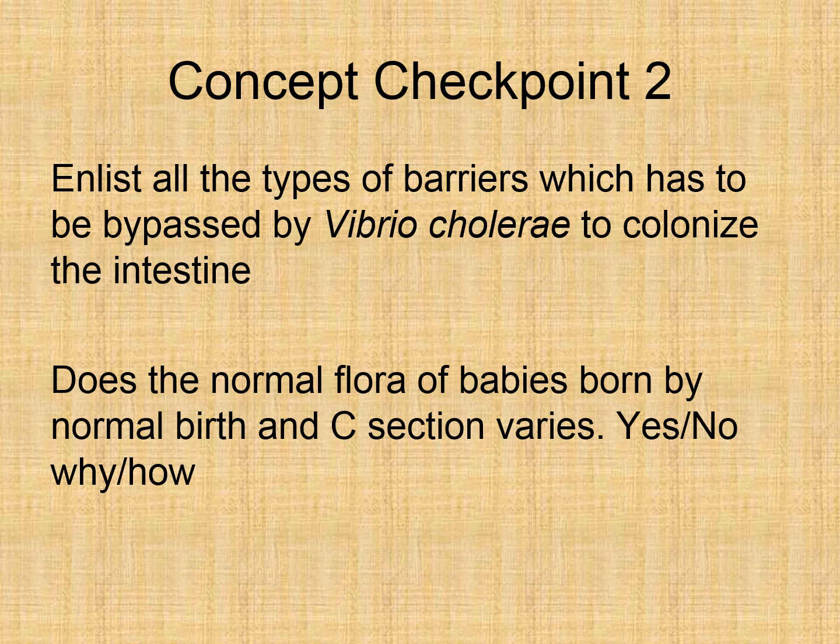So students, it's time for our second conceptual point. In the first question, you have to list all the types of barriers which Vibrio cholerae has to bypass in order to colonize the intestine in humans. In the second question, you have to find out whether there is a difference in the normal flora or microbiome of babies born by normal birth and C-section. Your answer should also indicate why and how, if it varies or not. Try to answer these questions and we will discuss them in our interactive session.